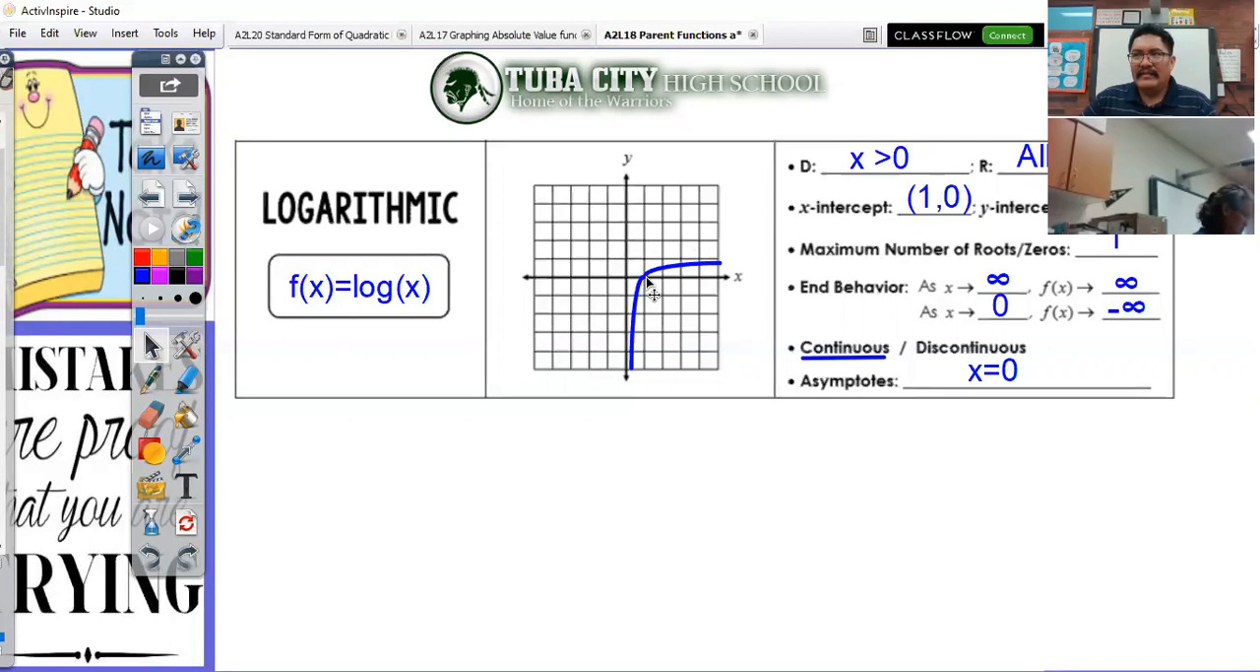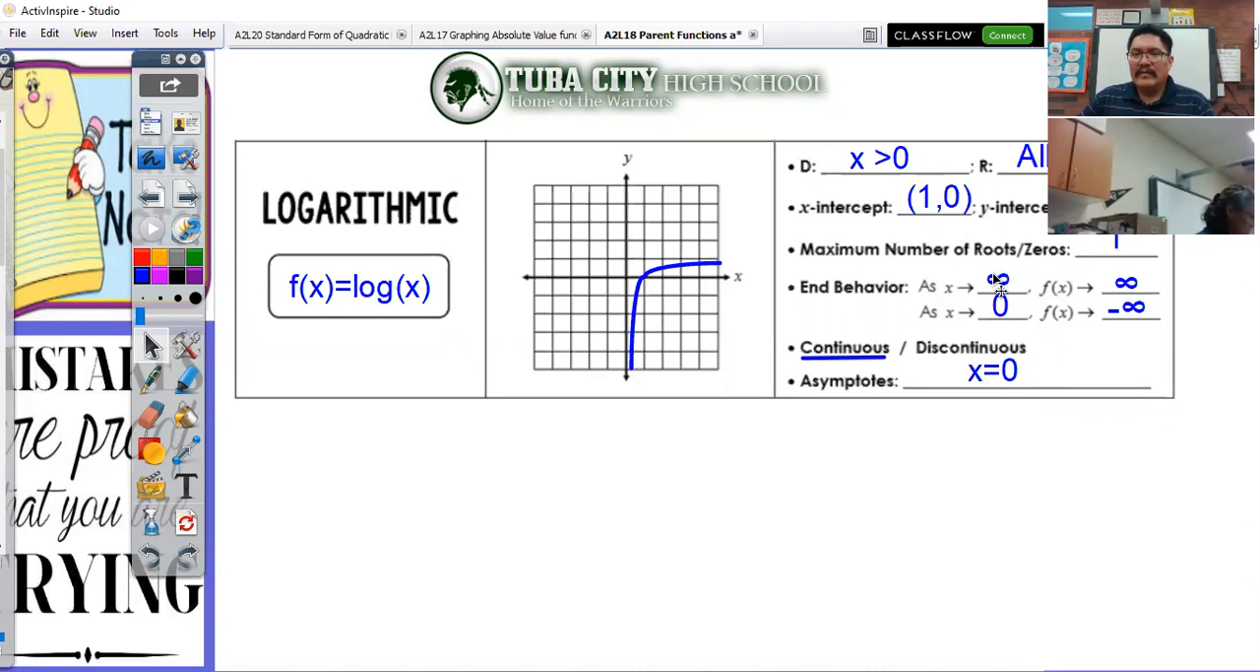Now logarithmic is kind of the opposite of exponential, what we call inverses. Like we know inverse operations, add and subtract are inverse, multiply and divide are inverse. Logarithmic is the inverse of exponential. This one doesn't have a y-intercept, because that would be at x equals 0, so again, it doesn't actually touch the y-axis.